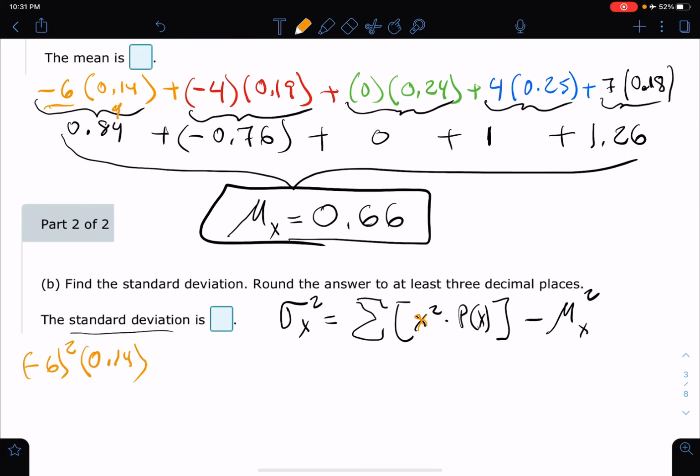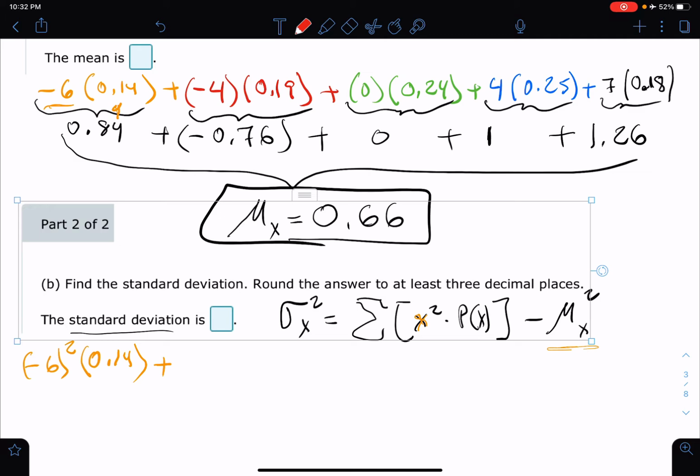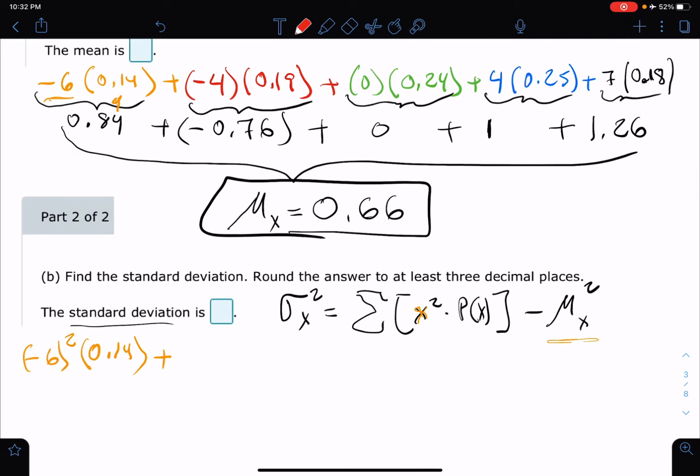And I've got it all nicely color coordinated. Okay, and that gets added to, and I've got to squish it down a little bit because I've got to subtract here also. What was the next color? I forgot. It's red. So the next one was red. I've got the event of -4. So it's going to be -4 squared times the probability of getting that, which is 0.19.